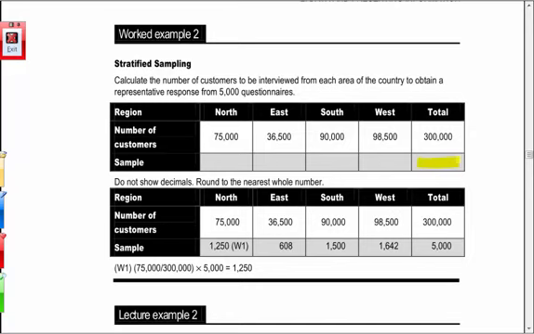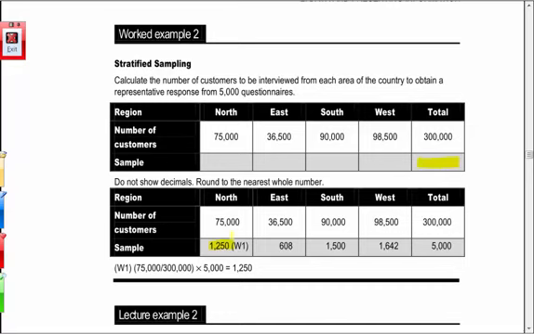So what we want to do then is we're going to look at the proportions, and the north then is 75,000 people out of 300,000. That's going to represent 1/4 of the population, and so therefore it's going to represent 1/4 of the survey results, so 1,250. We then need to repeat for the other regions. So for the east, the 36,500 people represent just over 12% of the population, so they need to represent 12% of the sample.